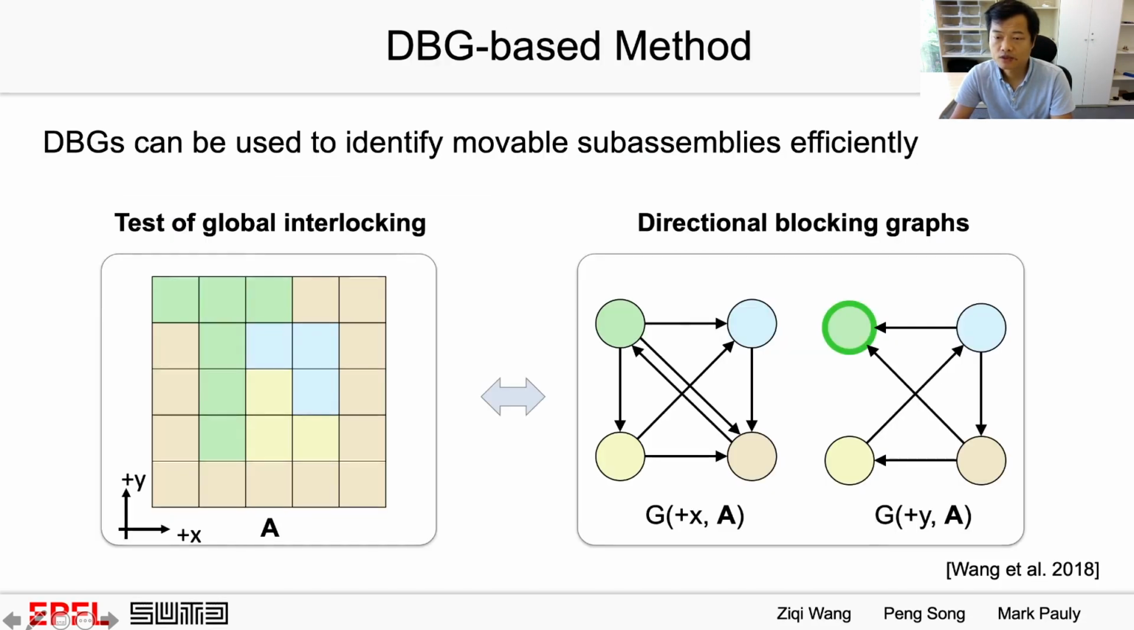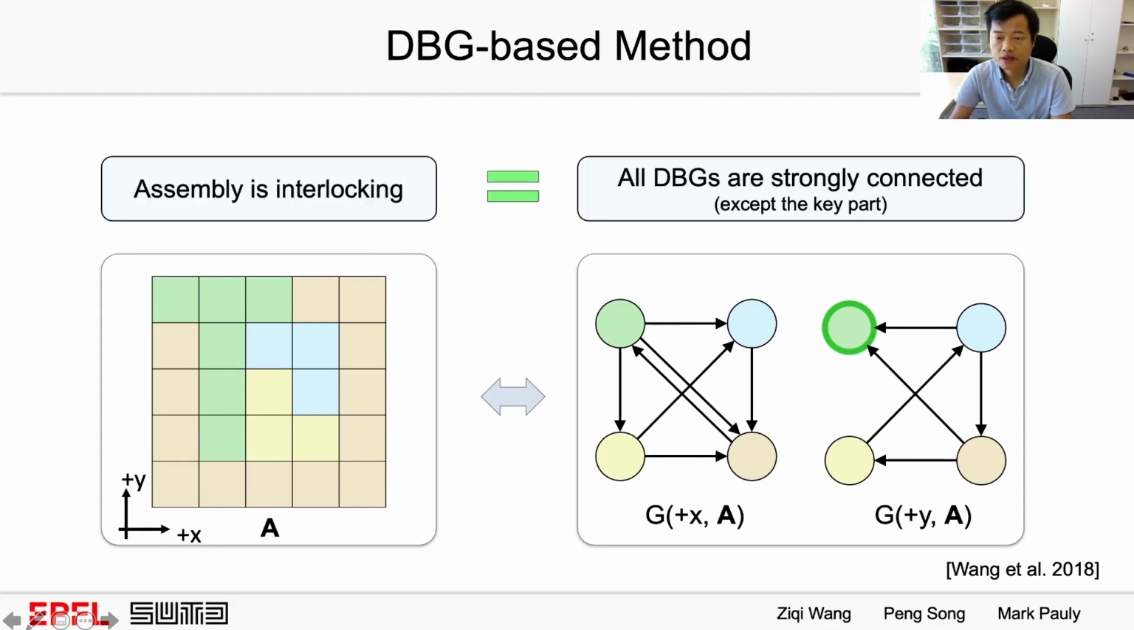Recall that directional blocking graphs can be used to identify movable subassemblies efficiently. Hence, we can make a connection between interlocking assemblies and the directional blocking graphs. Based on this connection, we can test interlocking much more efficiently. We show that if all these directed graphs are strongly connected except key, the corresponding 3D assembly is global interlocking. Thus, we can test the interlocking in the graph domain rather than in the geometry domain with polynomial time complexity.